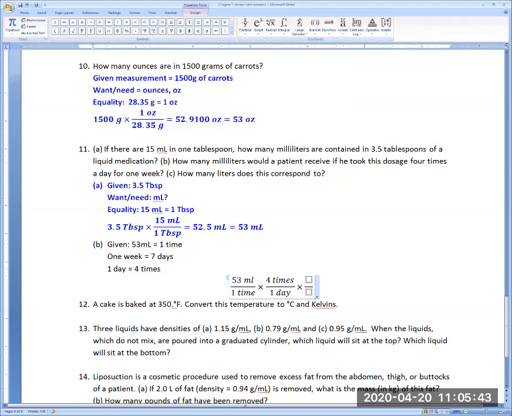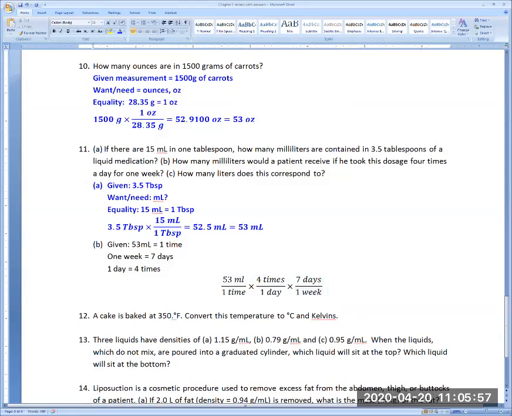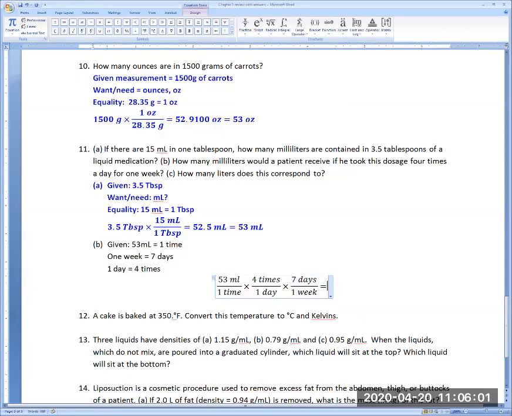So 7 days for 1 week, that means you will put days here on top because you want to cancel with days on the bottom. So 7 days for 1 week. Equal. And so if you do this, you see that the times cancel, the days cancel, and you're left with milliliters per week. And so that's what we wanted. We wanted to know what is the total amount of medication you take in a week. Milliliters per week, right? And so it's 53 times 4 times 7, which is 1,484. That's the calculator answer.